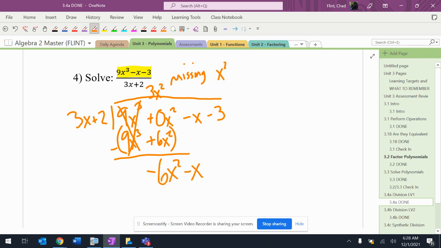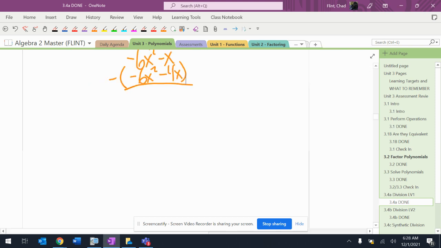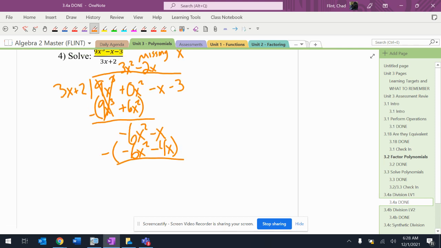Bring down the next term. How do I get a negative 6x squared from a 3x? Multiply it by minus 3. Nope, not minus 3. Minus 2x. You've got to think about this. So then you get negative 6x squared, and you get negative 4x. Negative 6x squared minus negative 6x squared cancels. Again, you're going to use a calculator for this all the time. Negative x minus negative 4x is going to give you positive 3x minus 3.